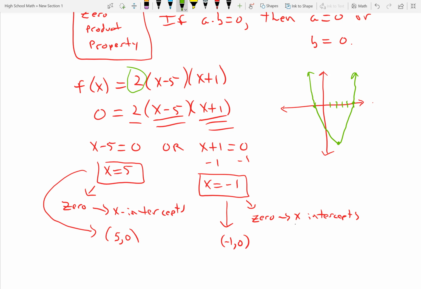Again, I don't know what your teacher wants in terms of a graphing calculator, but I suggest use a graphing calculator to take a look.